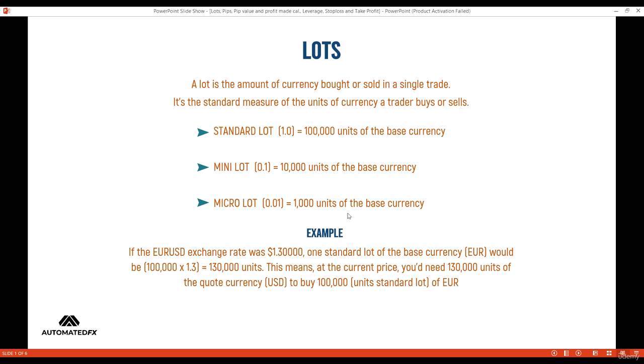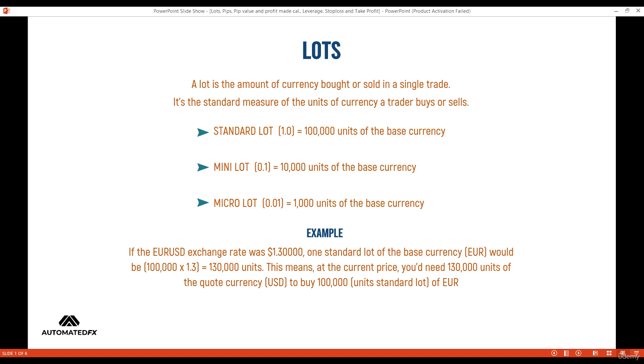We have an example here. If the Euro USD exchange rate at this time is 1.30000, it means one standard lot of the base currency, which is euro, would be 100,000 times 1.3. That's 130,000 units. So at this current price, you will need 130,000 units of the quote currency, which is USD, to buy 100,000 units of the base currency. That's when you're using standard lots in this case.